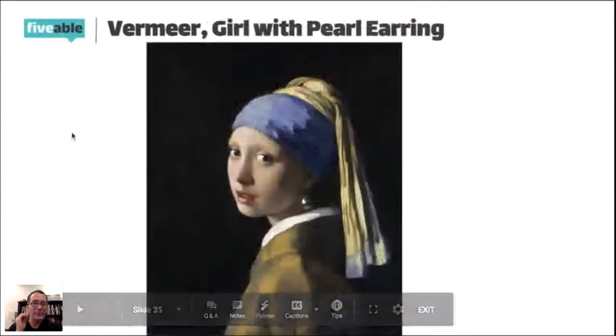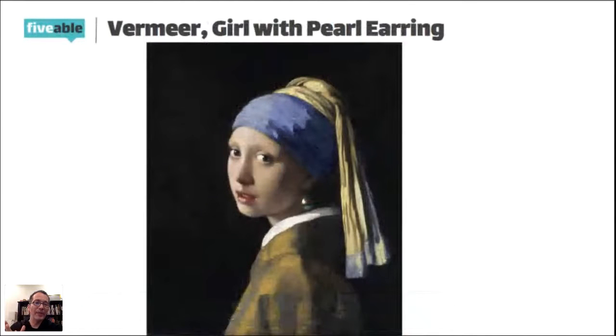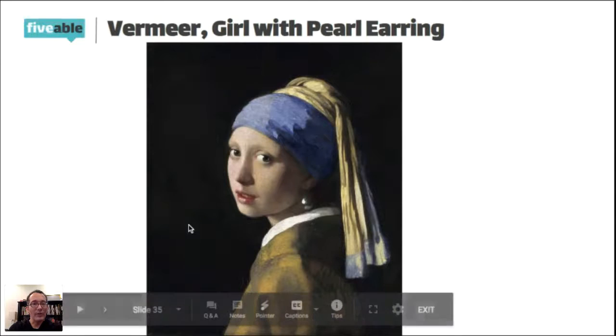This is probably his most famous known painting, The Girl with the Pearl Earring, which is also known as the Dutch Mona Lisa. There's a lot of comparison between that and the Mona Lisa, even though there's a lot of things that are different. I'm not going to go into all of that, but there's something very intriguing, like the Mona Lisa, about this woman. What is she thinking about? What is happening here? It seems like she's turning to us.